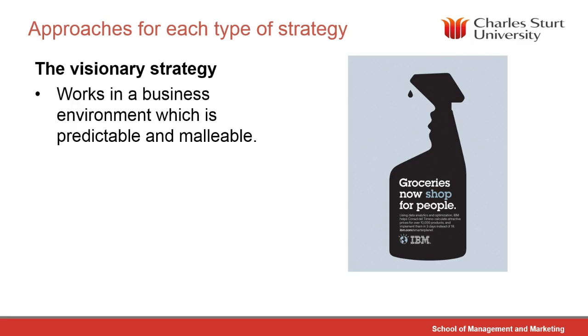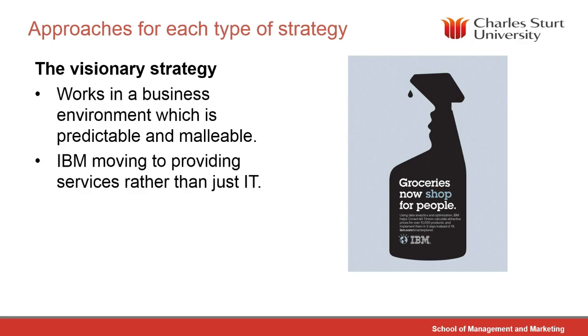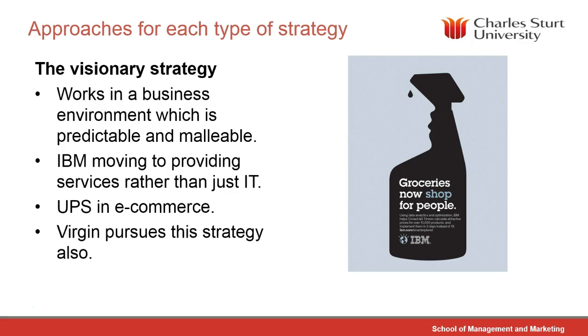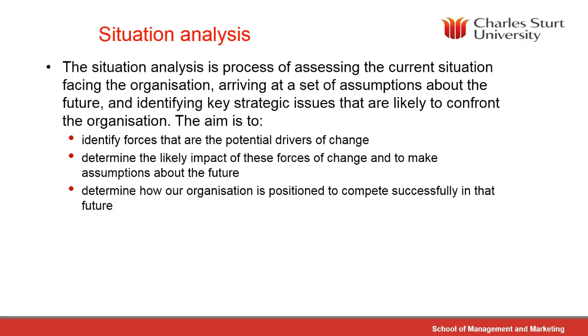The visionary strategy works in businesses with an environment which is predictable and malleable. IBM moving to providing services rather than just IT is an example of this. So they're really trying a visionary strategy. United Parcel Service and e-commerce, and Virgin pursues this strategy in a number of organisations and other markets. So that's some of the approaches, and that might influence how an organisation would then deal with the next bit.